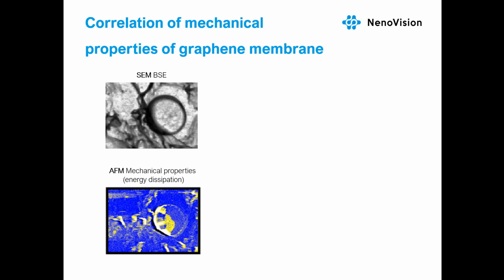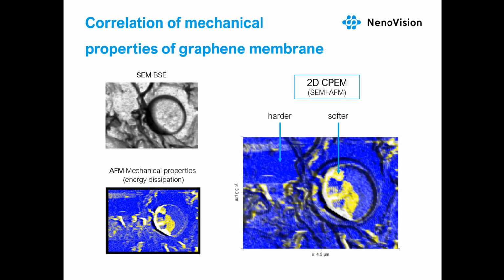And to be able to interpret the data clearly, it was useful to correlate mechanical properties with material contrast provided by SEM in the form of BSE signal and compare the correlated image to the AFM topography.